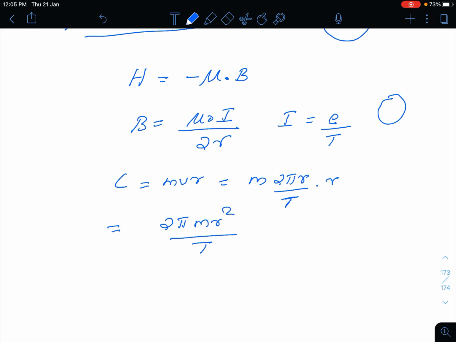2 pi mr square by T, right? This is what we call I omega. I is mr square, omega is 2 pi by T. L is equal to I omega, that's all.